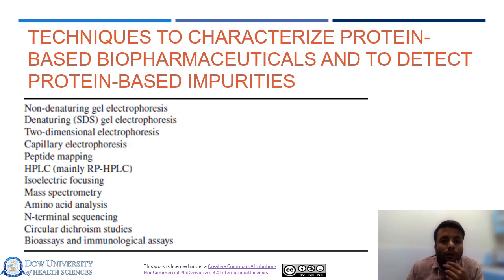Now, here you can see different techniques that are used to characterize the protein-based biopharmaceuticals and to detect any protein-based impurities as well. The commonly used ones are native gel electrophoresis, SDS gel electrophoresis, peptide mapping, which is also important, HPLC, isoelectric focusing, mass spectrometry, amino acid analysis, N-terminal sequencing, as well as bioassays and immunological assays.